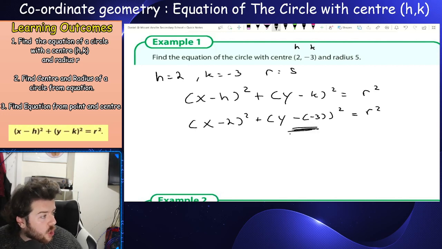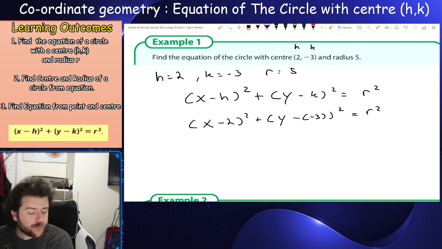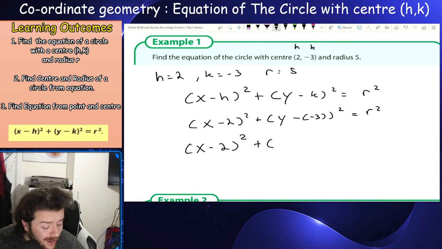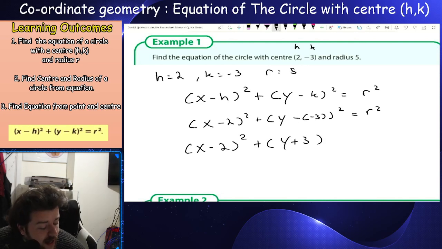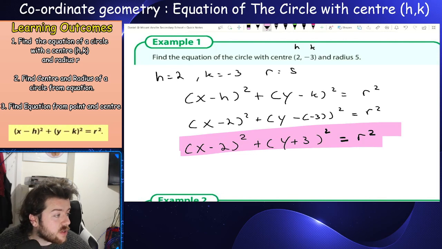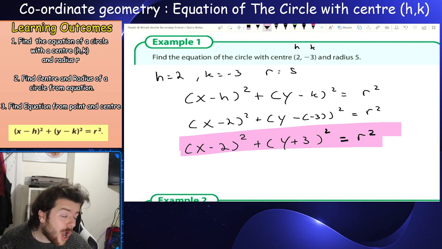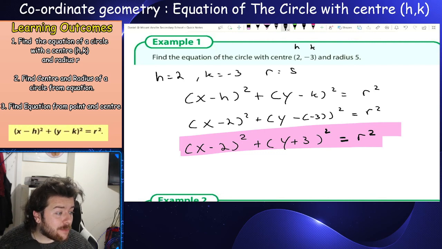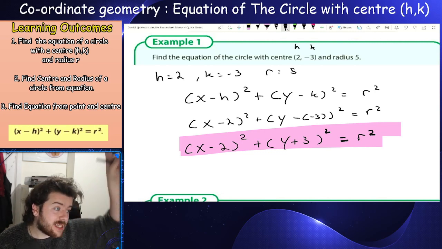Important: you look out for your minuses. Sorry, it really annoys me. So I now have x minus 2, all squared, plus y minus negative 3. If I'm taking away a negative number, I am changing the sign, so it's going to become a plus 3 squared equals r squared. So the equation of this circle is x minus 2 squared plus y plus 3 squared equals r squared. And that is the equation of a circle where the center is not on 0, 0. So that's our first thing ticked off.